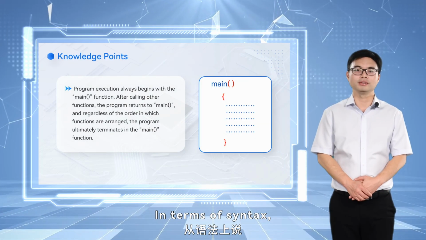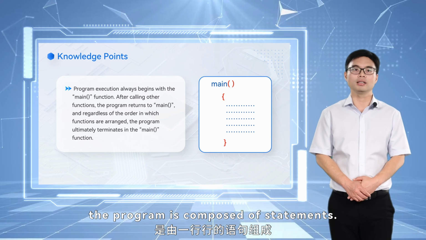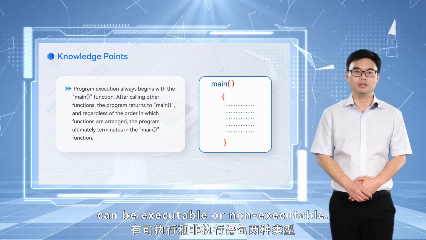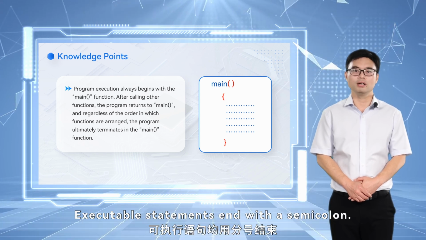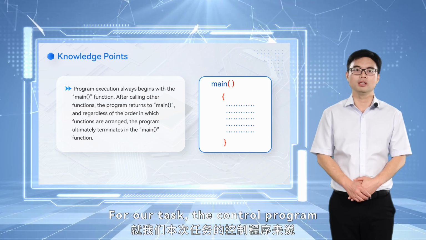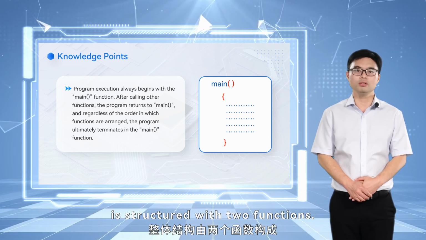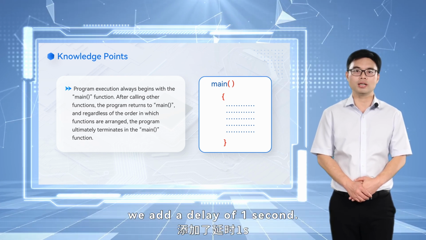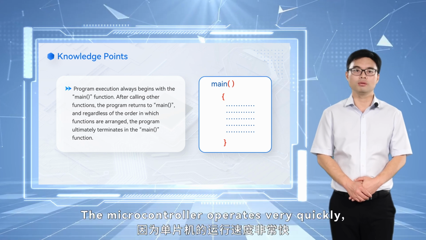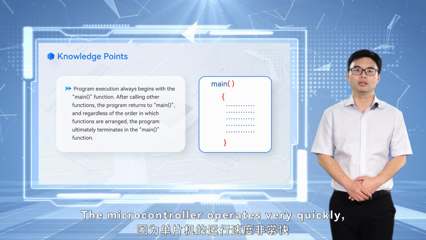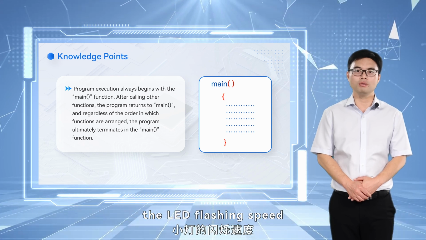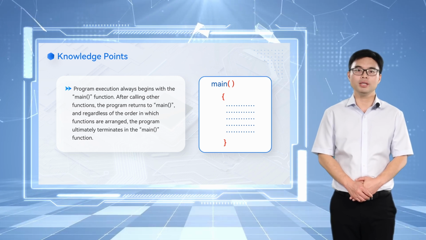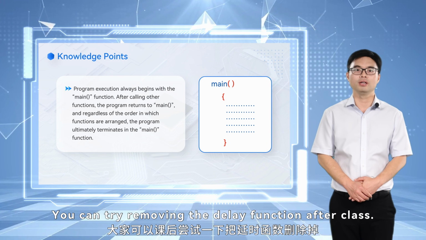In terms of syntax, the program is composed of statements. Statements in C language can be executable or non-executable. Executable statements end with a semicolon. For our task, the control program is structured with two functions. After the commands to turn the LED on and off, we add a delay of 1 second. The microcontroller operates very quickly, and without a delay function, the LED flashing speed is too fast for the human eye to observe. You can try removing the delay function after class.